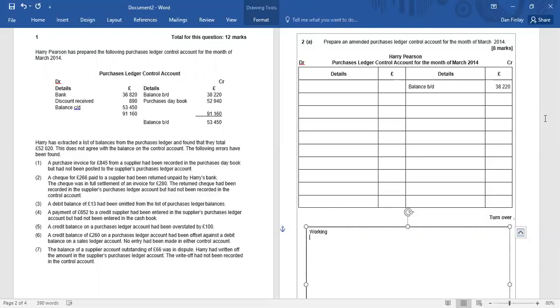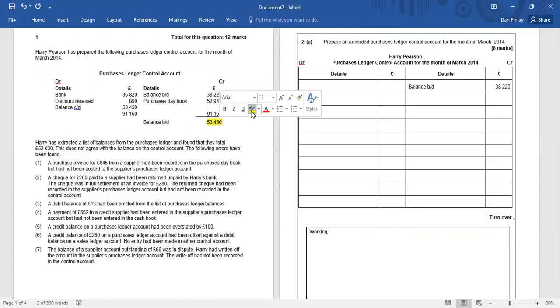So we've got the details at the top. So this is what the purchase ledger looks like. So they've got all this information from the books of prime entry. Look, bank would have come from the cash book, discount receivable would come from the cash book, purchases day book, that's the purchase journal, etc. So the total should be 53,450 according to the control account.